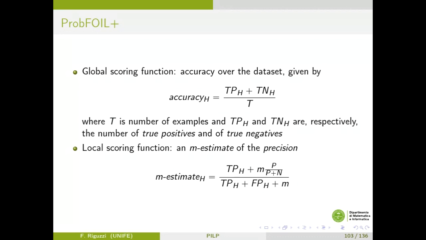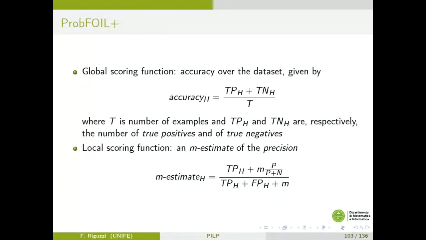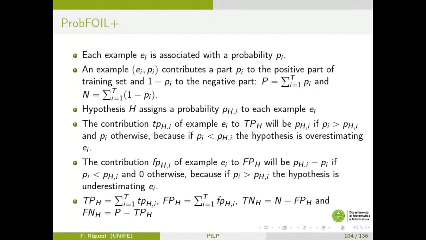The problem is that the theory that ProbFoil learns is probabilistic. So an example may not be only covered or not covered, but may be covered and assigned a probability which is different from the one that we have from the data. Okay, so we need to generalize this scoring function for the probabilistic case. So remember that each example is associated with a probability. And each example contributes a part p_i to the positive part of the training set, and a part 1 minus p_i to the negative part. So the total number of positive examples can be obtained by summing the probability of each example and the negative part by summing 1 minus the probability of each example.